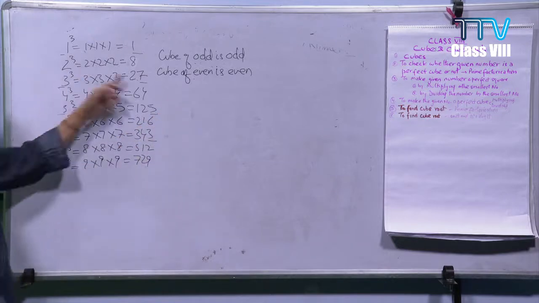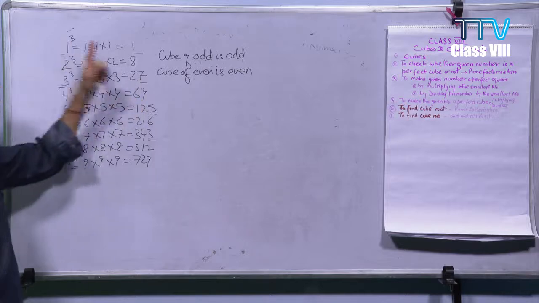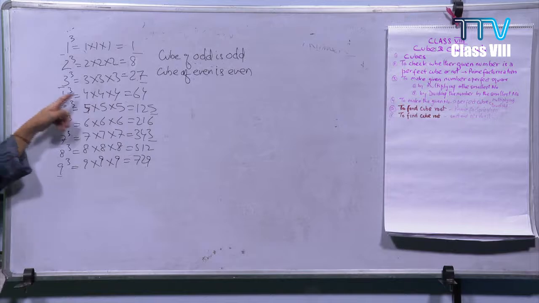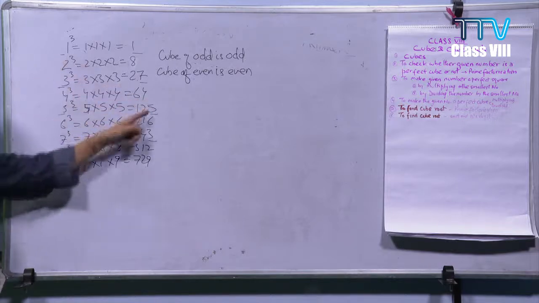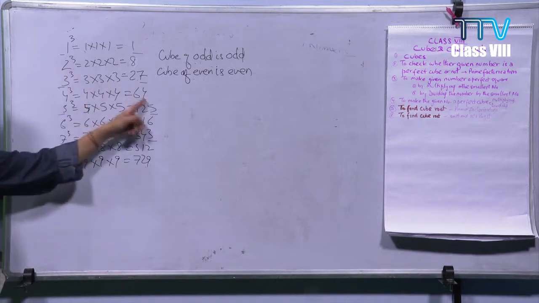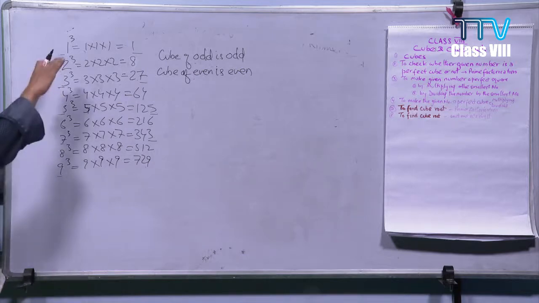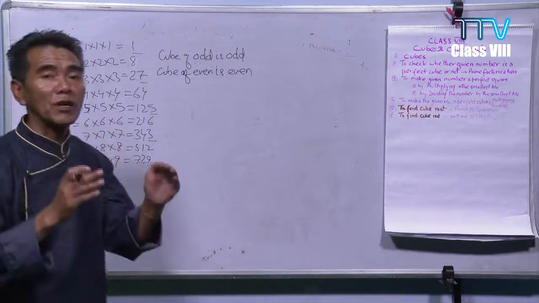3 cube is 27, so the unit digit is 7. 13 cube has unit digit 7. 23 cube has unit digit 7. For 4, 14 cube has unit digit 4, 24 cube has unit digit 4, 34 cube has unit digit 4, and 94 cube has unit digit 4. This is how we check a perfect cube.